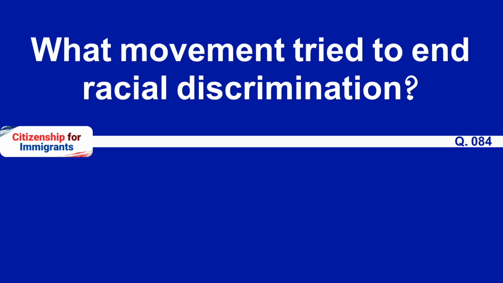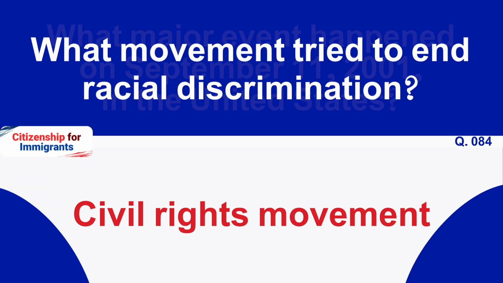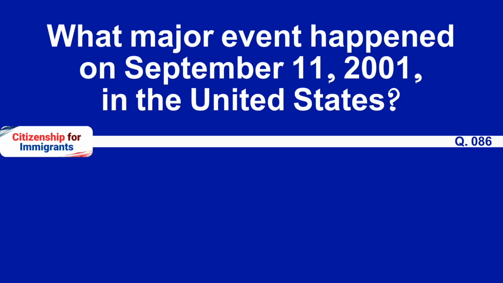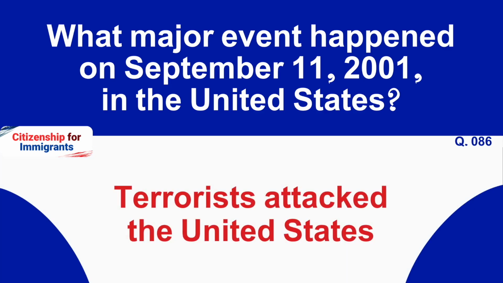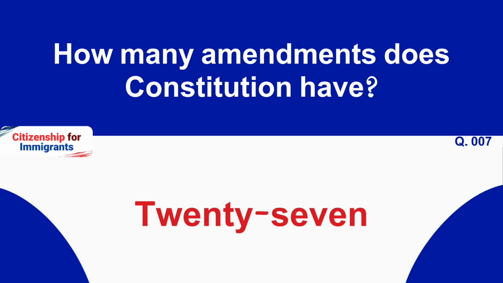What movement tried to end racial discrimination? Civil rights movement. What major event happened on September 11, 2001 in the United States? Terrorists attacked the United States. How many amendments does the Constitution have? 27.